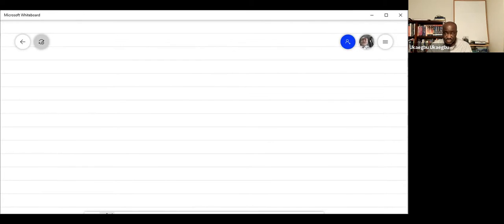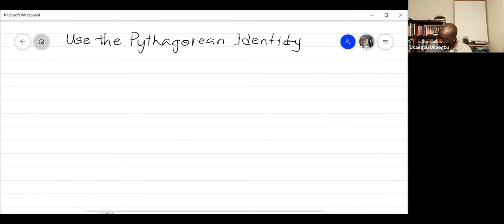So now today's topic is going to be Pythagorean identity. Use the Pythagorean identity. In some books, they will call it use trigonometric identities. So Pythagorean identity is just one of the trigonometric identities.